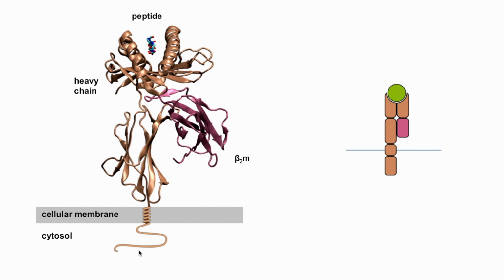MHC class 1 proteins are trimeric, for they have the heavy chain, shown in light brown, a soluble light chain called beta-2 microglobulin, shown in pink, and a small peptide fragment that binds to the top of the molecule. In this presentation, MHC class 1 proteins will be represented by the symbol that you can see on the right. The peptide is represented by a green circle, and in pink you will see the beta-2M subunit.